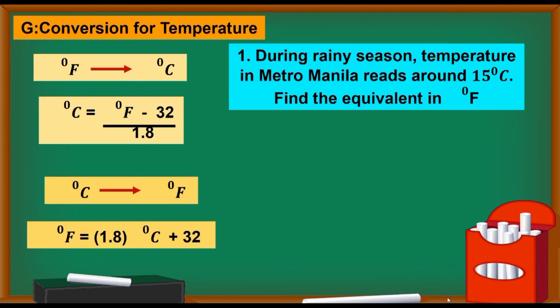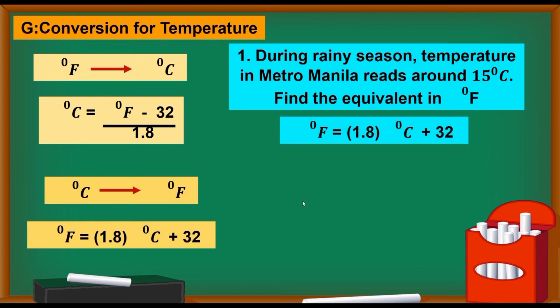So, let us have this example. During rainy season, temperature in Metro Manila reads around 15 degrees Celsius. Find the equivalent in degrees Fahrenheit. Usually, as you may notice from our weather forecasters, we reach 20 to 30 degrees Celsius, especially when it is hot. But when it is rainy season, it goes lower. So, here, our given is 15 degrees Celsius. As you can see, the given is degrees Celsius, so we are looking for degrees Fahrenheit.